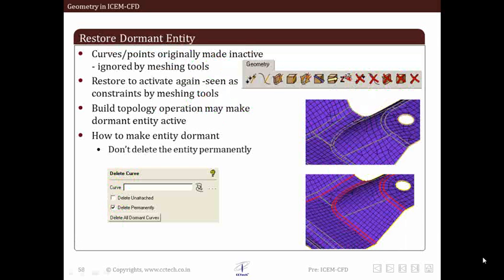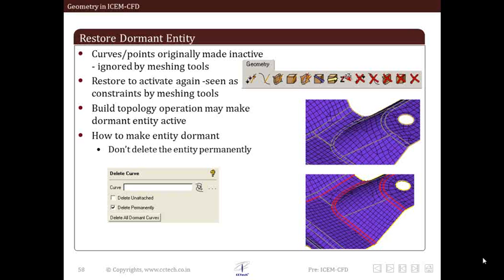Another interesting option available in ICMCFD is Restore Dormant Entity. This option restores dormant curves and points. Curves and points can be made dormant either by deleting them with Delete Permanently option disabled, through building topology with feature angle and filter point curves enabled, or through feature detection tools.